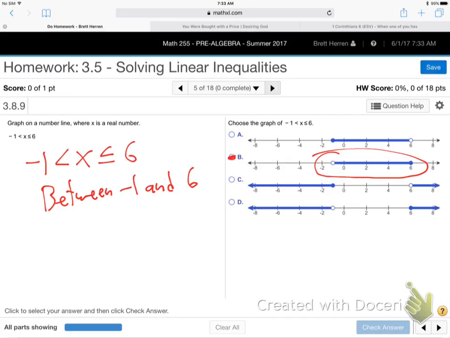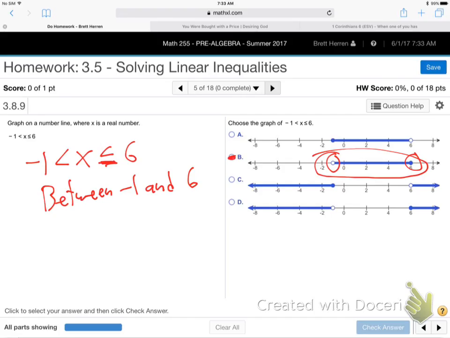Shading between 0 and 6, or I mean -1 and 6. But it doesn't hit the -1, right? It's open dot at the -1. Doesn't quite hit there, but it's solid dot at the 6, which is right, because X can equal the 6. Let's get the bottom of the equals there.